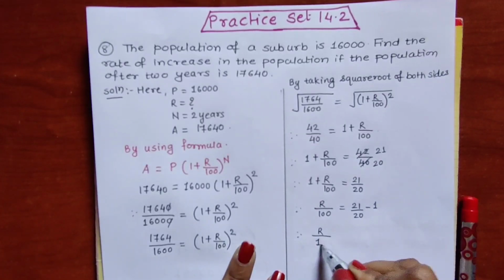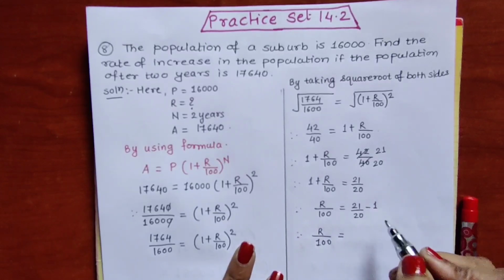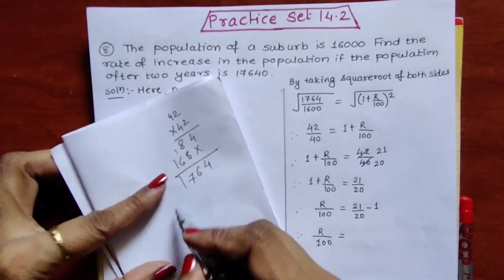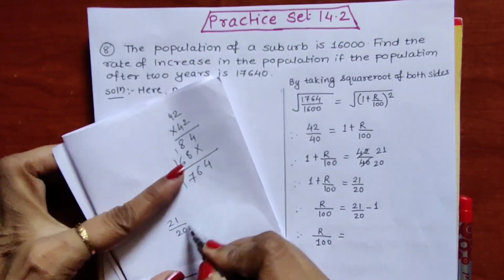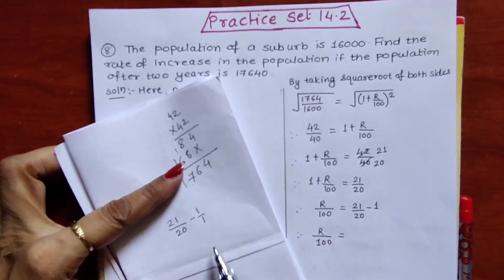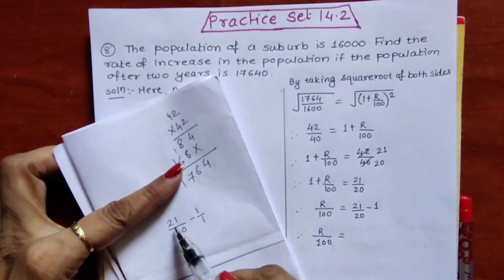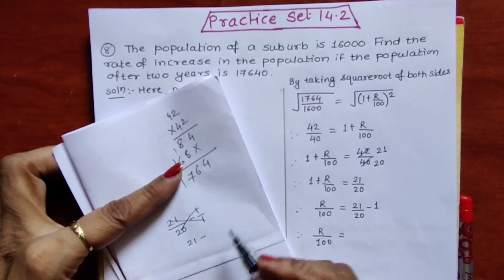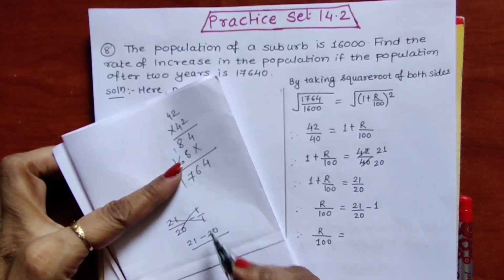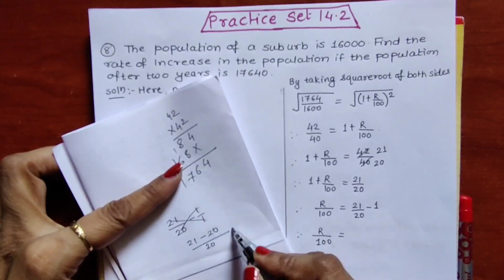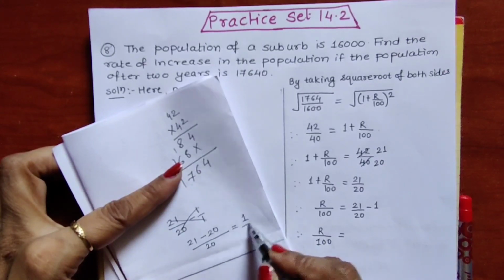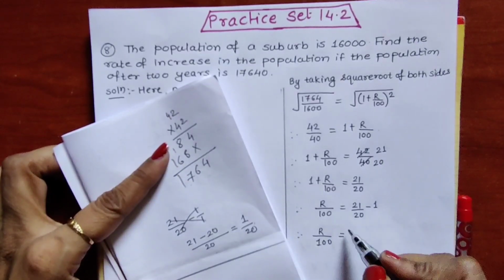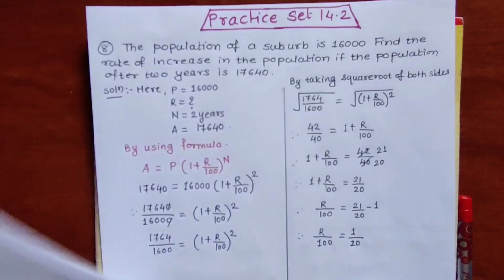R upon 100 is equal to, now 21 upon 20 minus 1, this is cross multiplication. We can see this cross multiplication like this. 21 upon 20 minus 1. 1 means 1 upon 1. Now 21 into 1 is 21, minus sign, 20 into 1 is 20 upon 20 into 1 is 20. So 21 minus 20 is 1 upon 20. So the answer of this cross multiplication we get 1 upon 20. So we write here 1 upon 20.